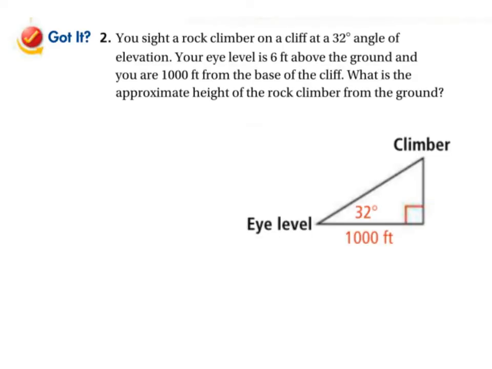All right, so the problem for this one is, and of course, after we read it, you're going to pause the video before you see the solution. You're going to try this yourself first, okay? You sight a rock climber on a cliff at a 32-degree angle of elevation right here. Your eye level is 6 feet above the ground. This is your eye level, 6 feet above the ground. And you are 1,000 feet from the base of the cliff. What is the approximate height of the rock climber from the ground?